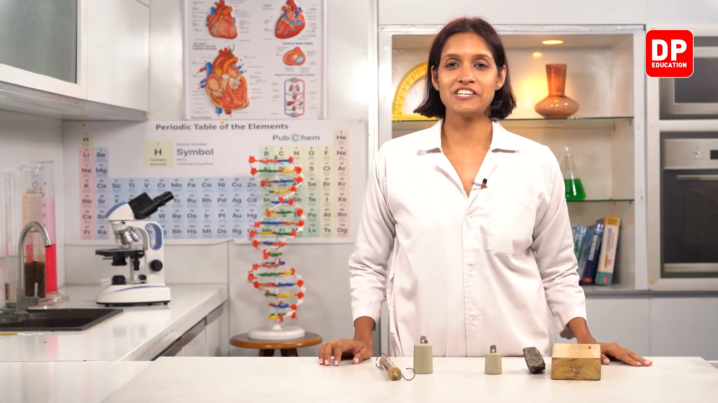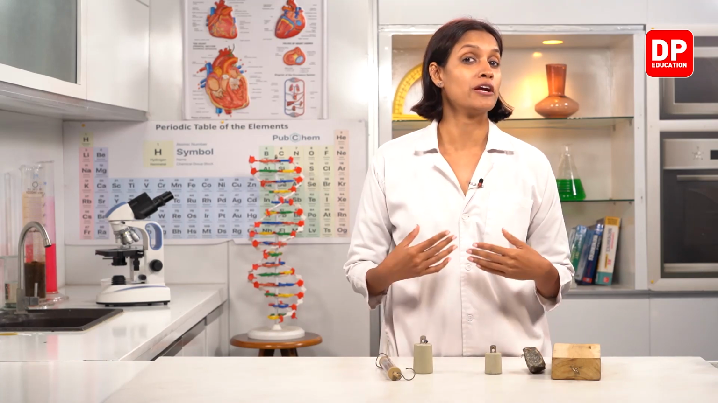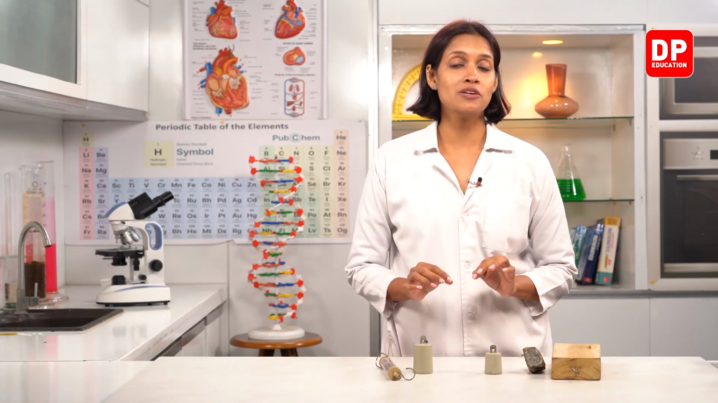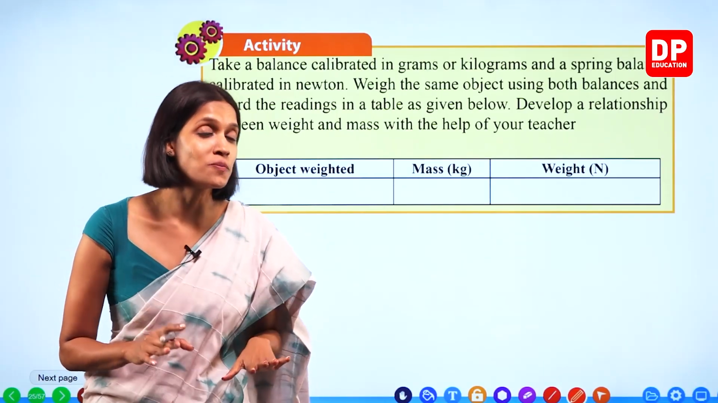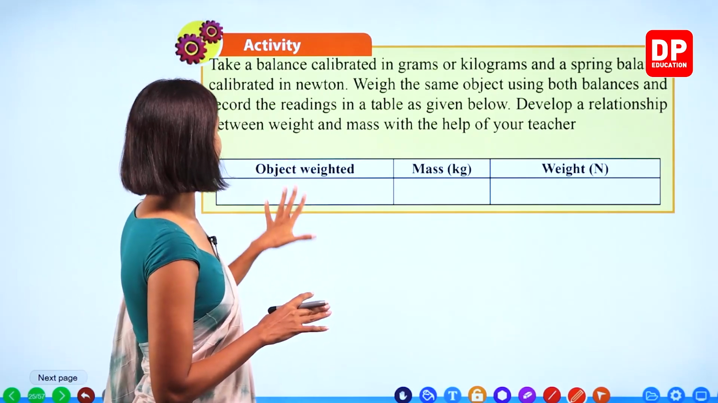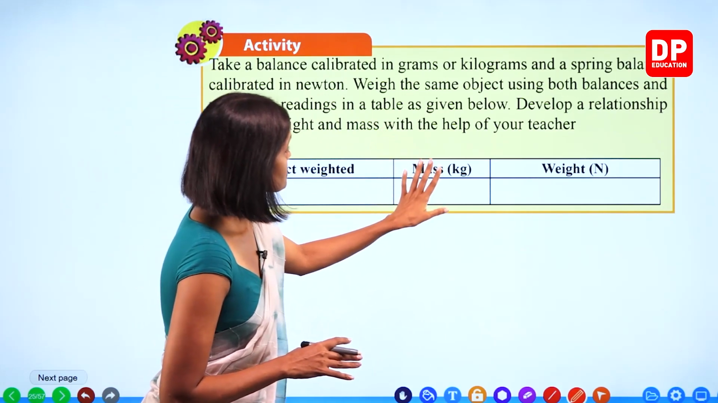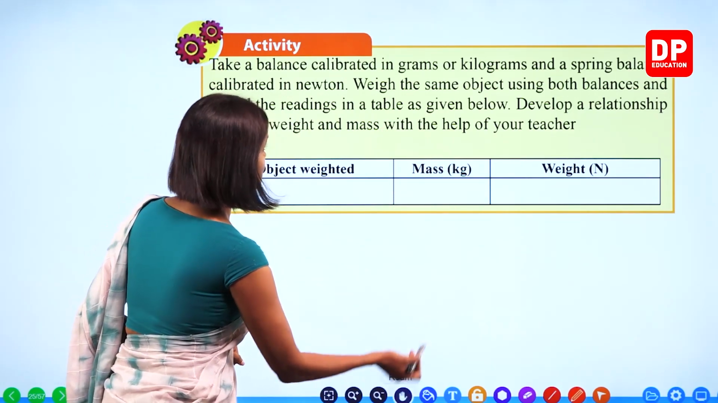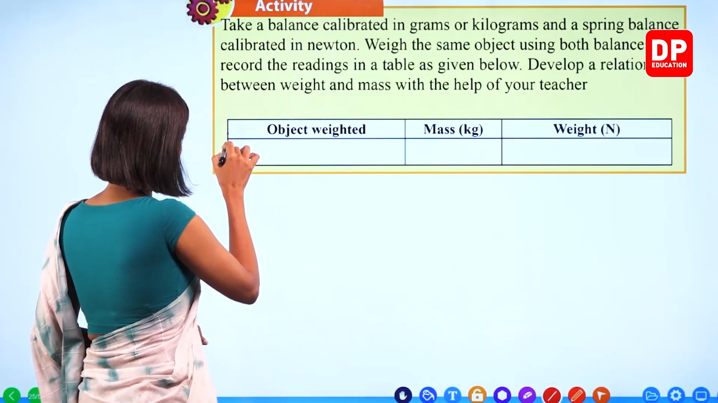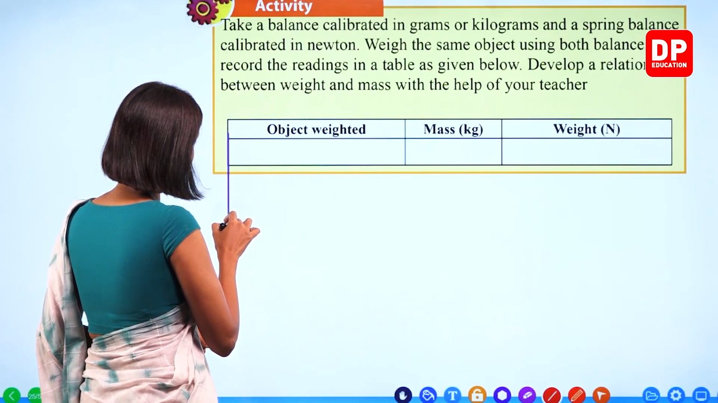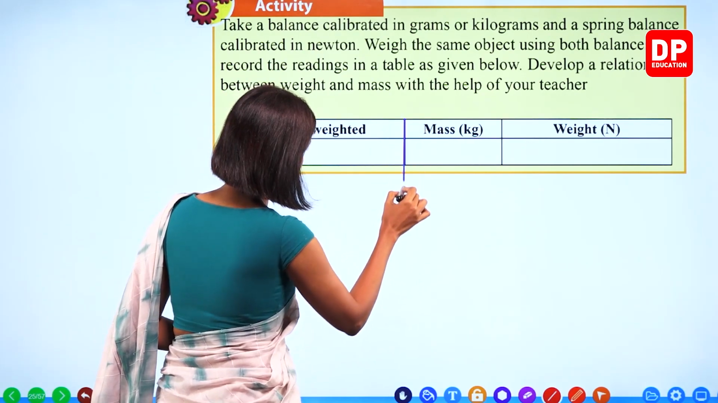Right, children. Now we measured the masses and weights of all these objects, and now we are going back to the class to make the relationship between mass and weight. You all observed what happened, so we will write our readings here. Object, mass and weight. I'm going to complete this table. We weighed 4 different types of objects, and we will write them first here.